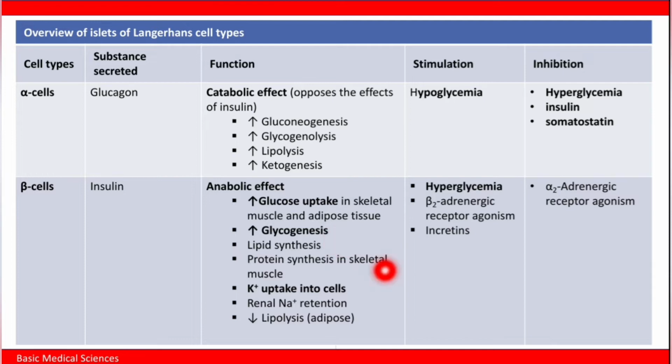What stimulates secretion of insulin is hyperglycemia, when there is a high concentration of glucose in your blood. It's also stimulated by beta-2 adrenergic receptor agonism and incretins. What about inhibition of secretion of insulin? This is inhibited by alpha-2 adrenergic receptor agonism, right? Stimulation is beta-2 adrenergic receptor agonism, and inhibition is alpha-2 adrenergic receptor agonism. So in beta cells, you find both of these receptors, alpha-2 and beta-2.